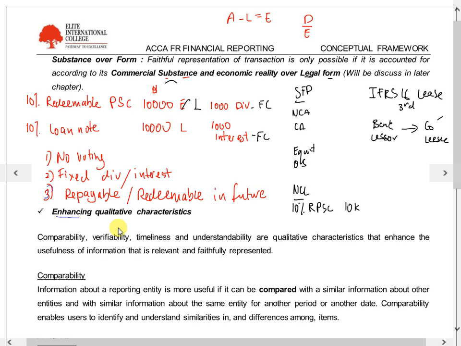Legally, it's not mine. Okay? That's why we have substance over form. Commercial substance over the legal form. We don't look at legality. Okay, we look at the substance of the contract. So these are two examples. We have many more, but those are more difficult. We'll come into that later.